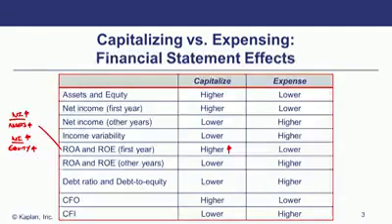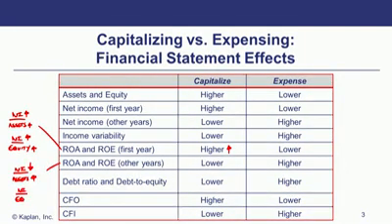What about in later years? Well, let's look at our ROA in later years, net income over assets. Now, our assets, of course, are higher if we capitalised, and in later years, net income, of course, is lower than expensing because we're still feeling the pain via depreciation. So ROA is going to be lower, but so is ROE, net income over equity.